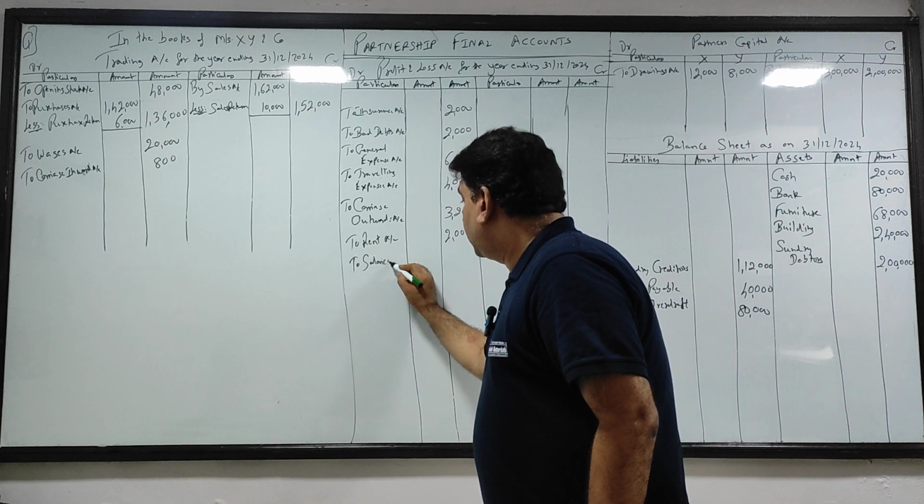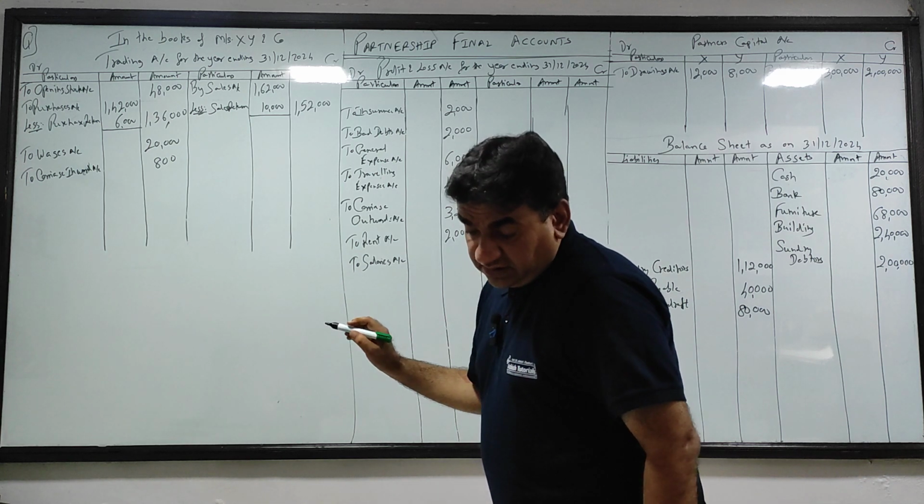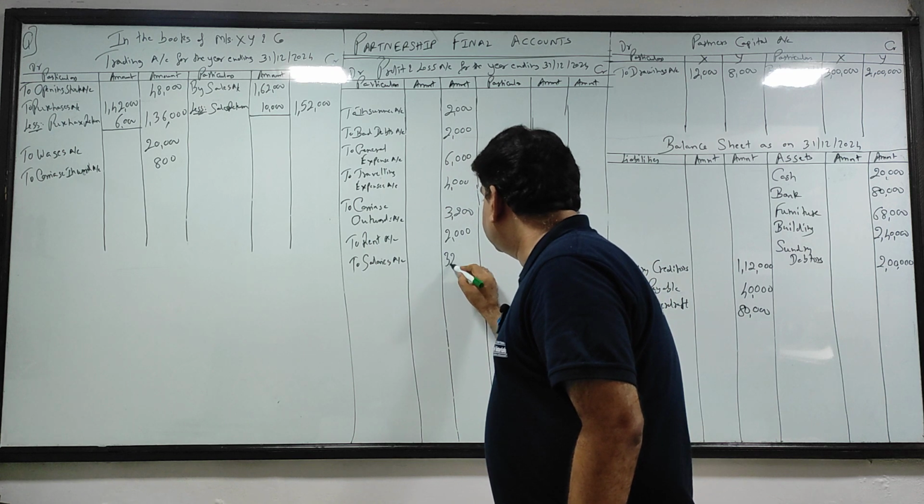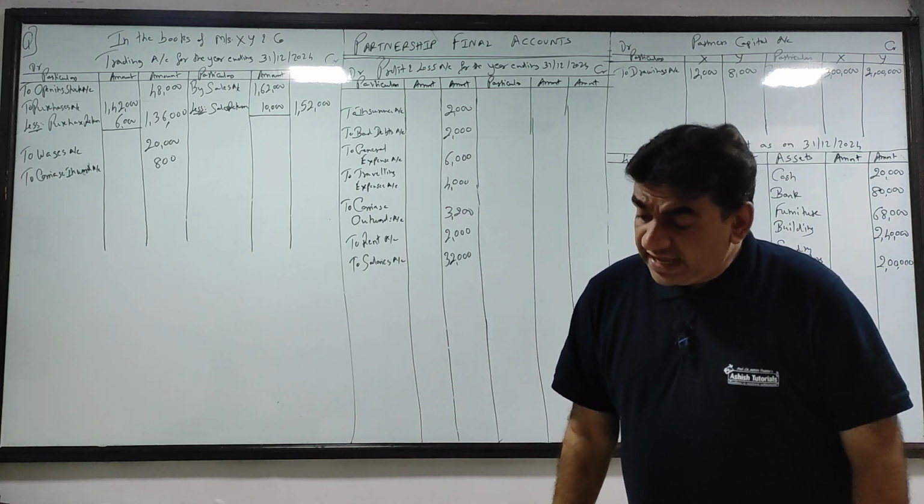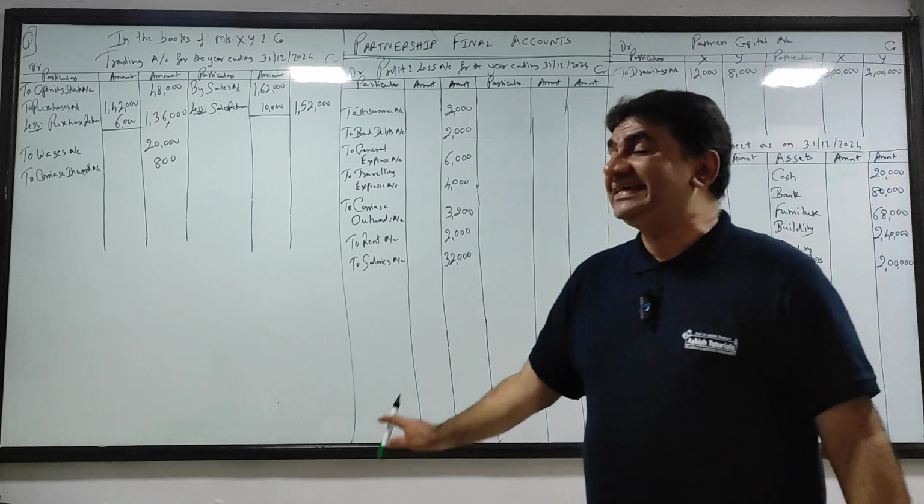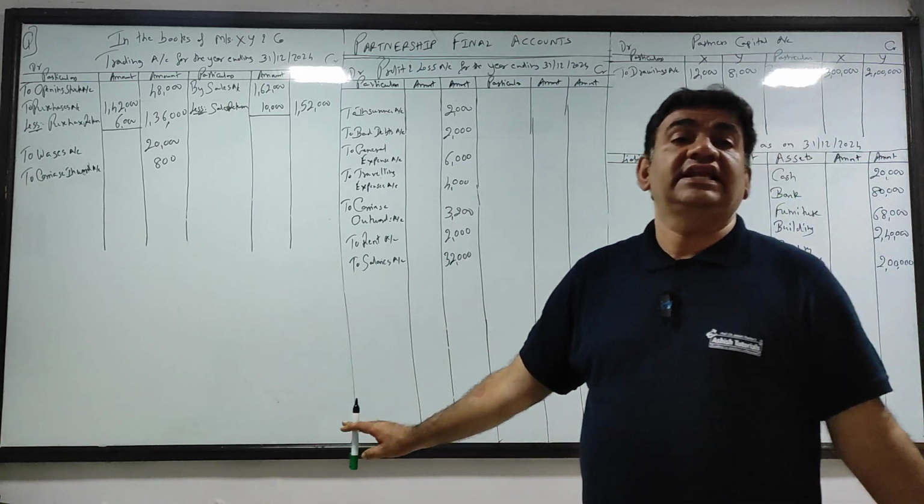So to salaries account, that is 32,000. Okay guys, so this was the posting exactly same of your SYJC level.